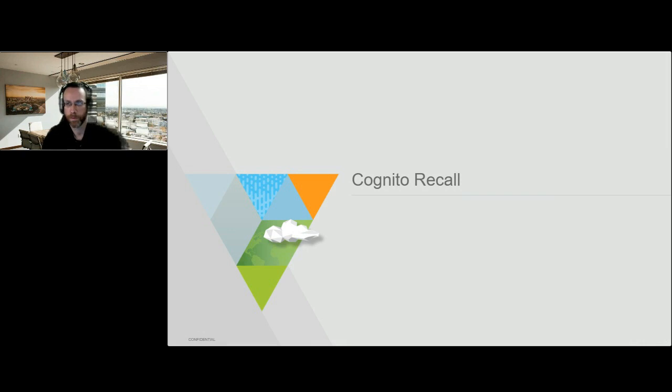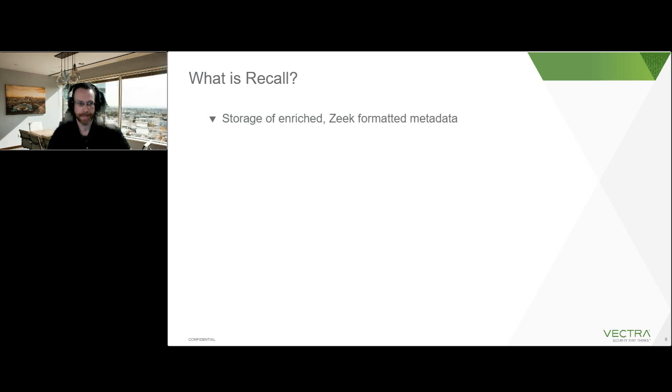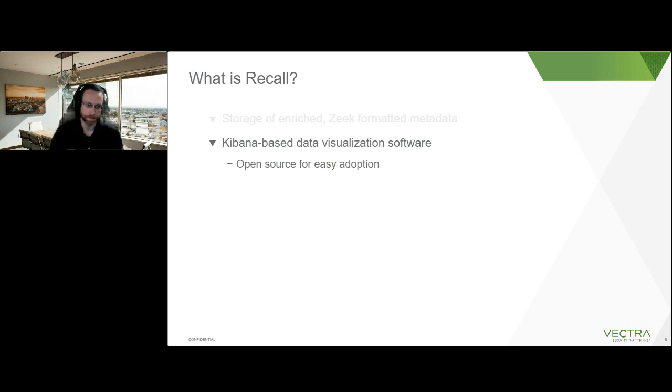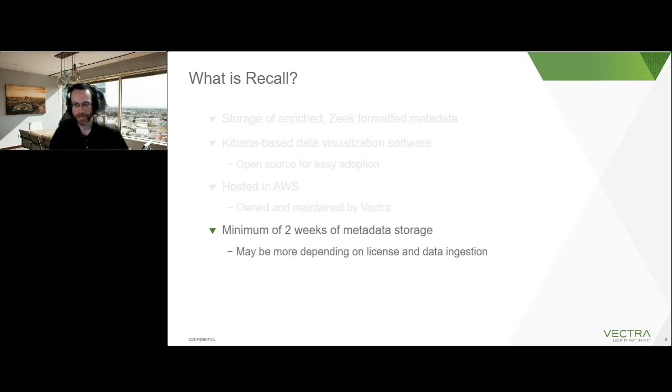So like I said, we'll be using Cognito Recall. And as a quick review, Cognito Recall stores vector-enriched Zeek formatted metadata. It is for easy adoption. It's based on the open source Kibana interface. It's hosted in an Amazon AWS instance owned and maintained by Vectra. And at a minimum, it contains 2 weeks worth of retention, though licenses can extend that retention period.